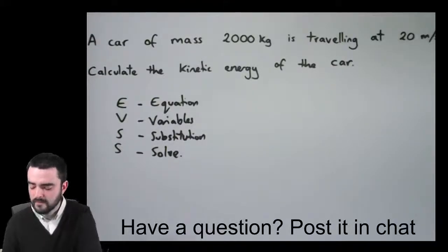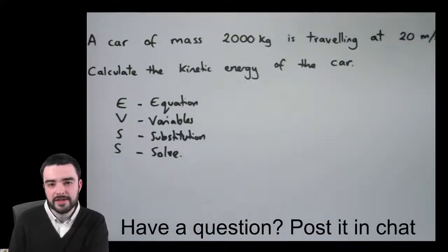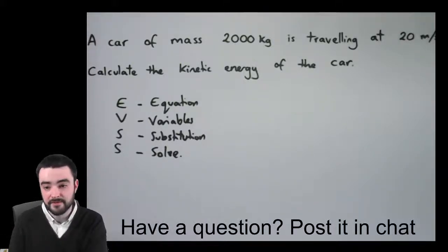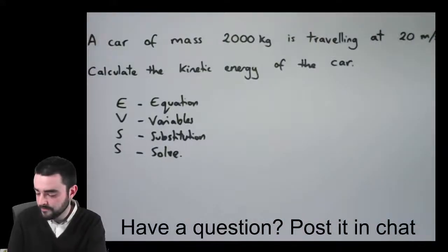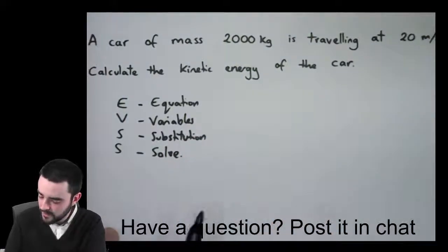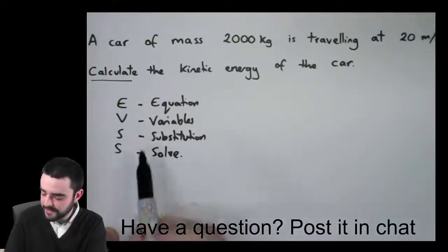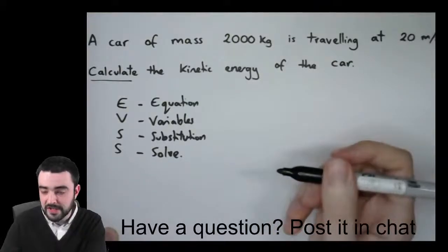Okay, so equation. That is identifying which equation the question is asking you to use. Because generally you'll be asked to use maybe 1 or 2 equations maximum, but for most questions it'll be one equation. So for this one, we're being asked to calculate the kinetic energy of the car. So we know we need to do the EVS system because we've seen our key command word, calculate. We know it's about kinetic energy, so we need to write down the equation for kinetic energy.